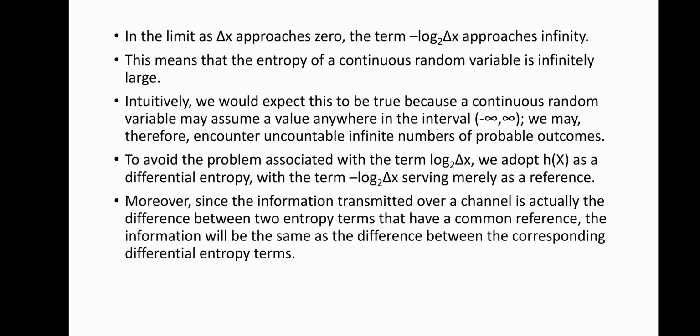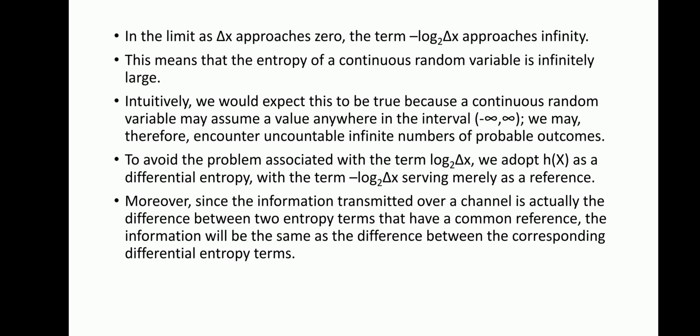So we can say that the information transmitted over a channel is actually the difference between two entropy terms that have a common reference. The information will be the same as the difference between the corresponding differential entropy terms. So this h of x is called the differential entropy of the continuous random variable x, and this minus log del x we are taking as the reference.